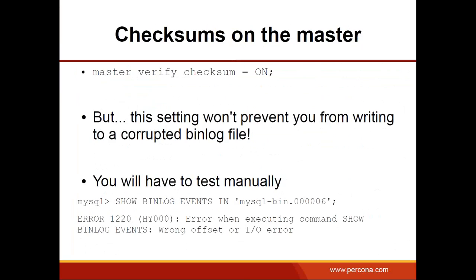How can you enable checksums on the master? The goal of the checksums on the master is to be able to detect binary log corruptions. In this case, you will set master_verify_checksum equals on. This is good, but for me the disappointing thing is that even when this setting is set to on, it won't prevent you from writing to a corrupted binary log file.